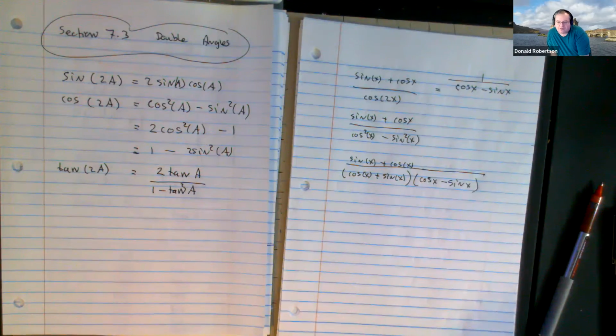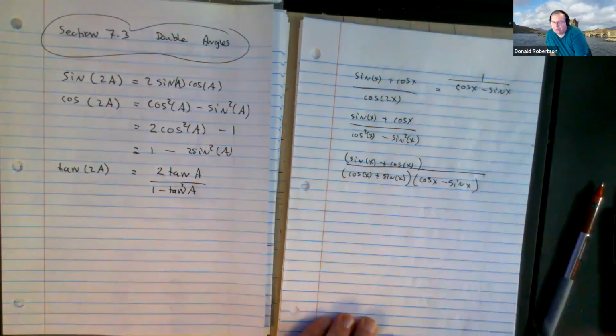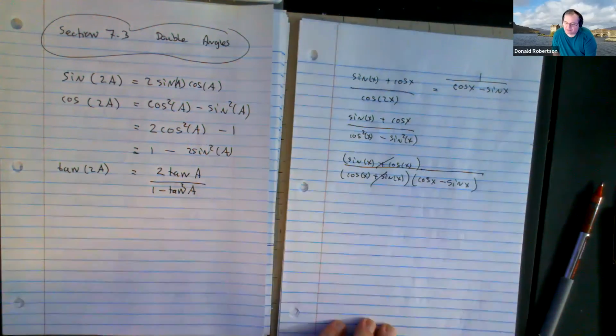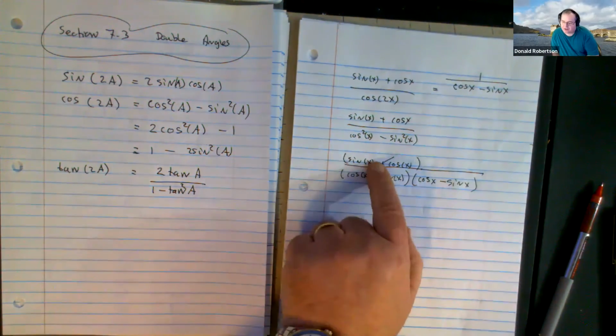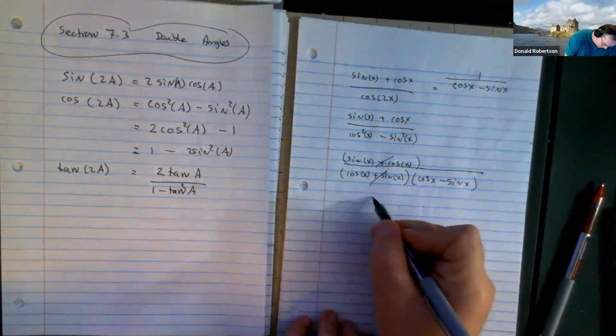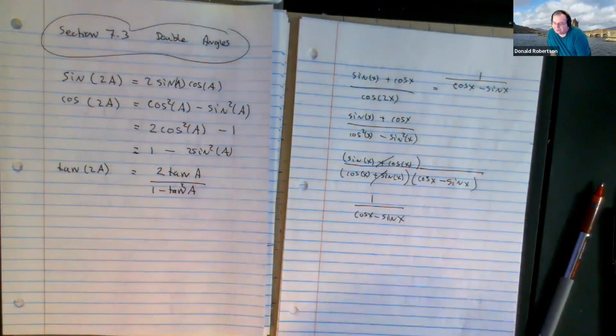Do you see anything going on here? Is there anything on the top that might cancel with something on the bottom? If I put a little bracket around it, does that help? Sine and cosine. Is that what you mean? This guy cancels out this guy? Yeah, it does. And you are left with, hey, we proved it. That's what we're after.